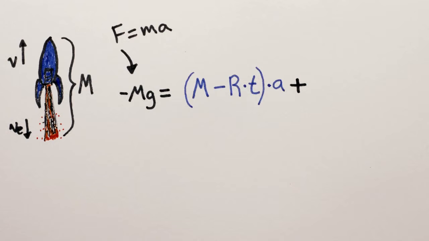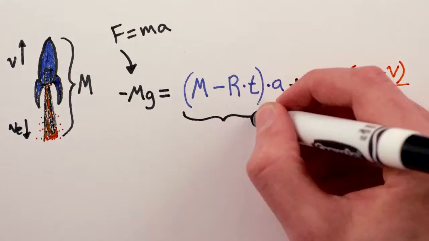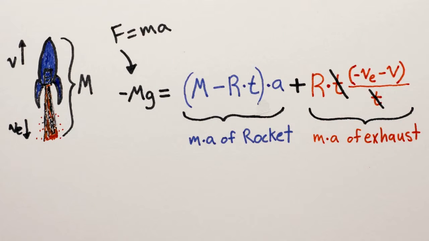We also have to take into account the mass from the exhaust that came out. And we just said that the exhaust comes out at a rate r kilograms per second, so its mass is just r times t. So now what's the acceleration of the exhaust? Well, the definition of acceleration is the change of velocity in a given time, and the exhaust goes from moving with the rocket at velocity v before it's expelled to moving with the velocity of the exhaust after it's expelled. The change, or difference between those, is negative ve minus v. It's negative because the exhaust is moving down. Divided by the amount of time that's passed. So the t's cancel, and this equation tells us how the whole rocket plus exhaust system moves, where this part is the mass times acceleration of the rocket itself, and this part is the mass times acceleration of the exhaust.